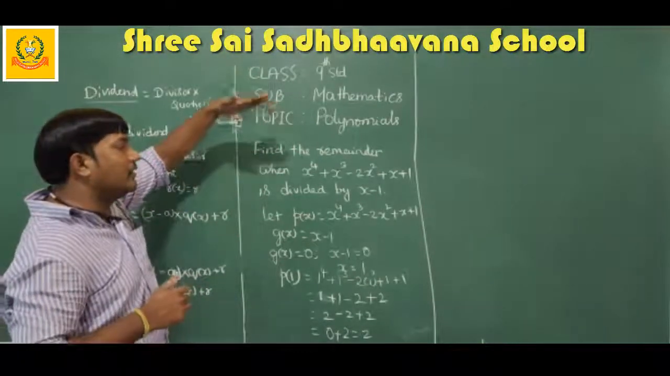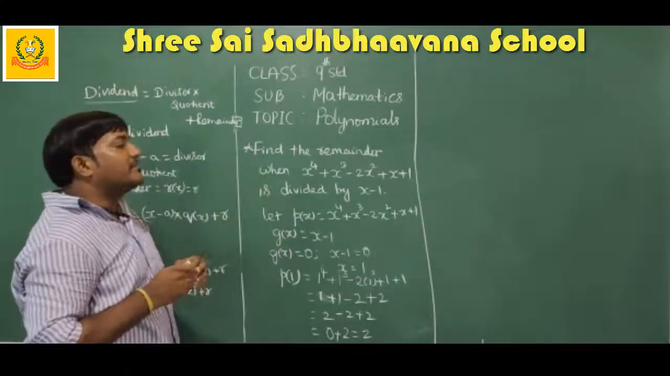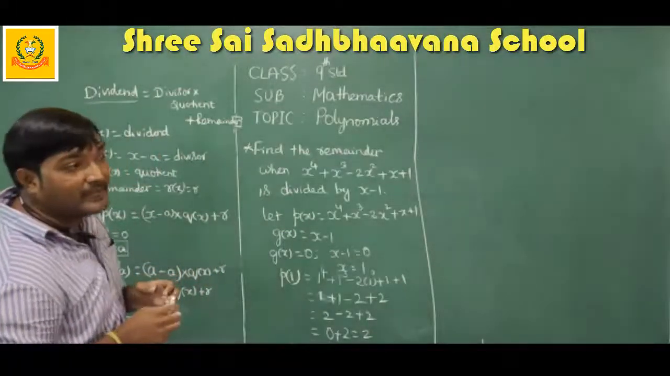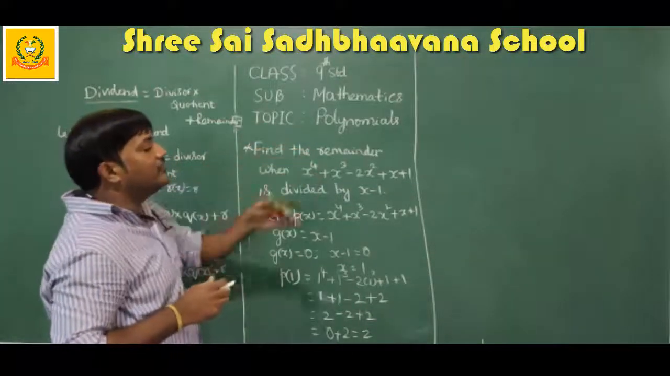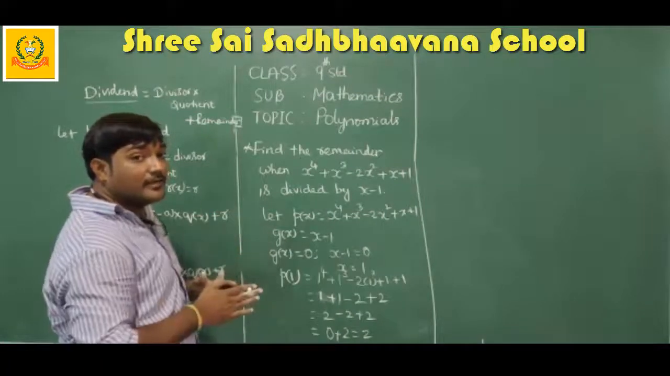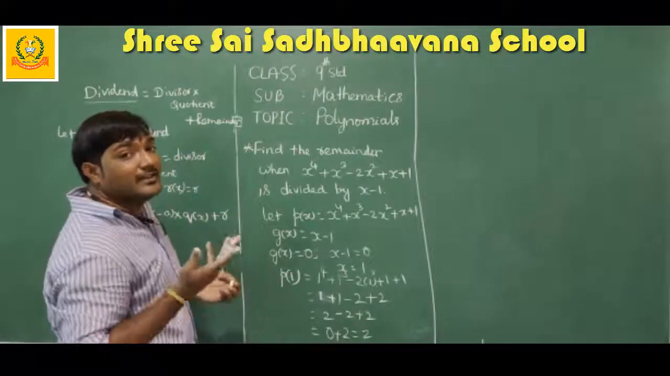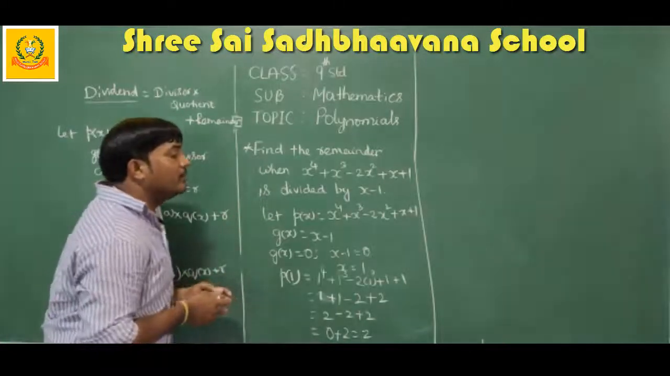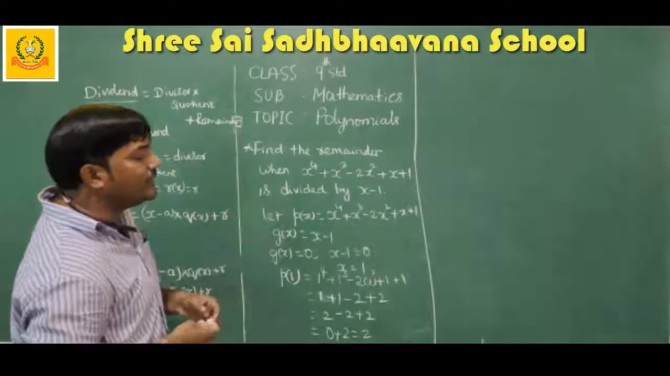Okay, I'll explain once again. Find the remainder when x power 4 plus x cube minus 2x square plus x plus 1 is divided by x minus 1. So we have to find the remainder by dividing with x minus 1. They are just asking you to find the remainder. They are not telling you to use the remainder theorem or to divide. So which is the easiest way to find the remainder? You can use the remainder theorem. You can do it by division also, but it takes a lot of time. Because we know the remainder theorem, we can directly proceed with that.